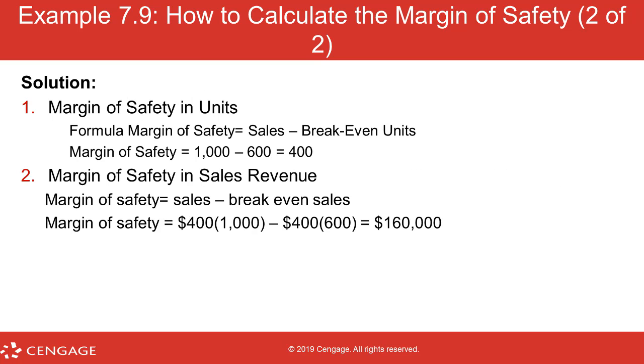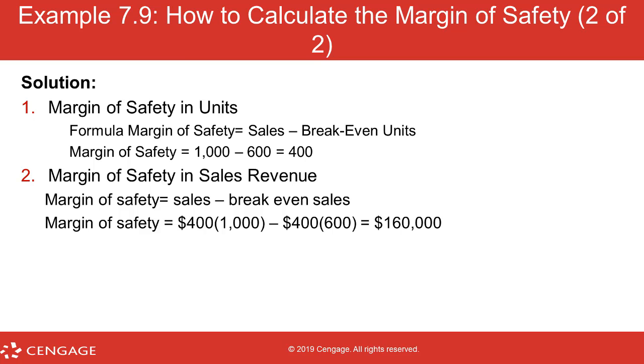So for the first question, calculating the margin of safety in units, we remember our formula for the margin of safety is sales minus the break-even units. We sold 1,000 units. 600 was the break-even. 1,000 minus 600 is 400 units margin of safety.